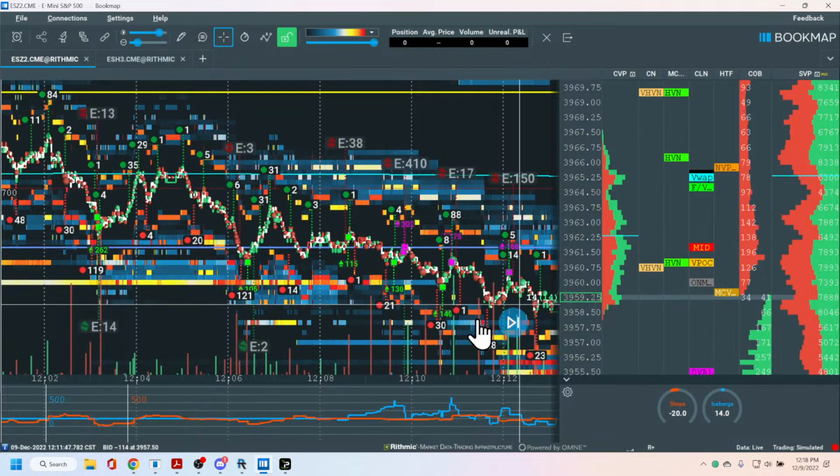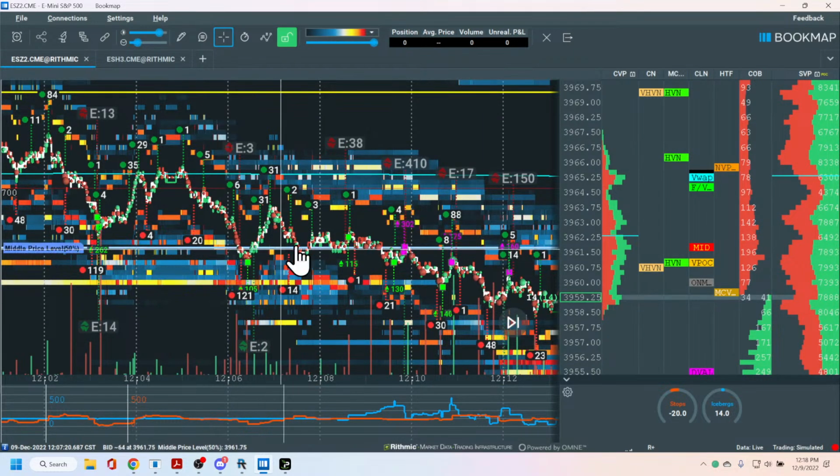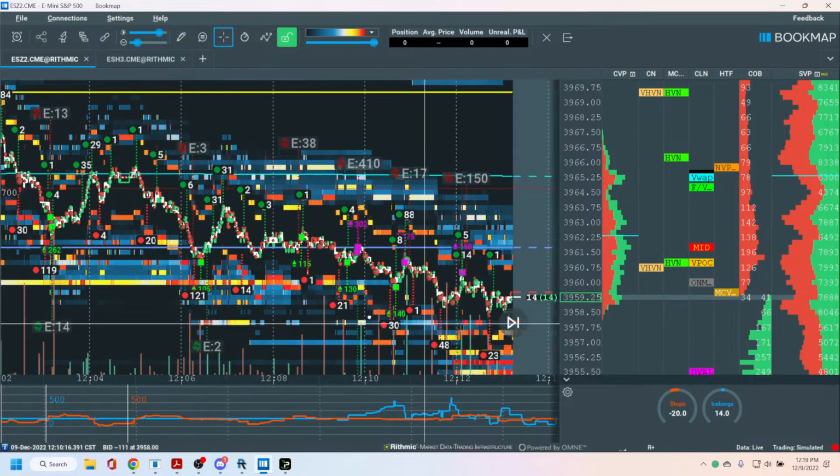Remember, it's not the impulse, because which one is the right one? Was it this one? See, was it this one? Is it this one? Which one is it? See? So no trade, but I want to show you the behavior.